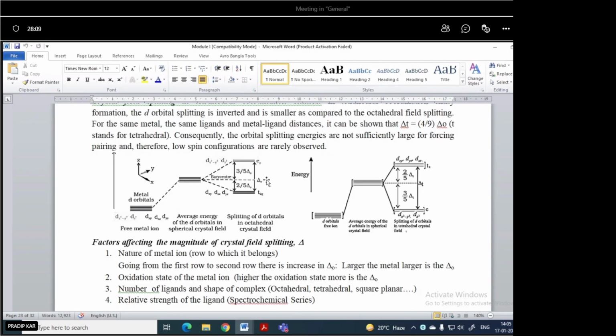If we consider this is the octahedral energy, it is further stabilized by 2/5. 5 means 5 orbitals, so we are classifying it into 5, and 2/5 means 2 orbitals. Here 3/5 increases and 2/5 decreases the energy. The energy of octahedral is further stabilized by 2/5, and 3/5 is increased. Is it clear?